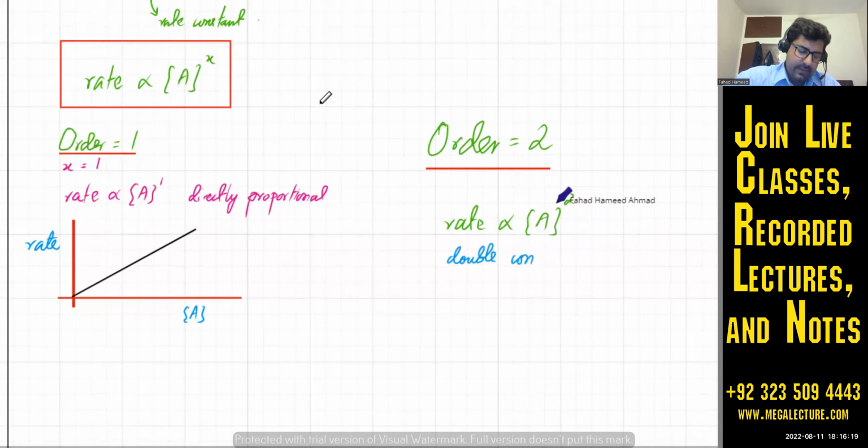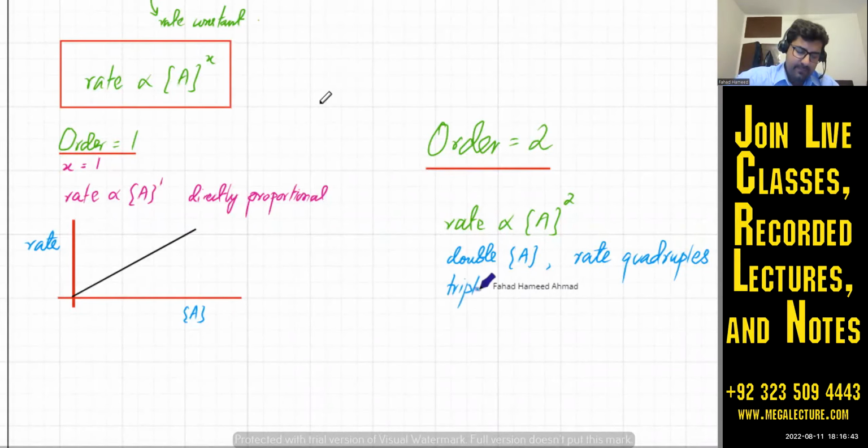and for concentration, I'll be using square brackets. If you double the concentration of A, the rate quadruples. That is what is meant by that. Similarly, if you triple the concentration of A, the rate is 9 times, or increases 9 times.